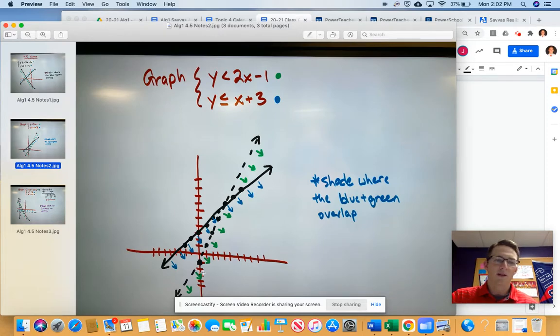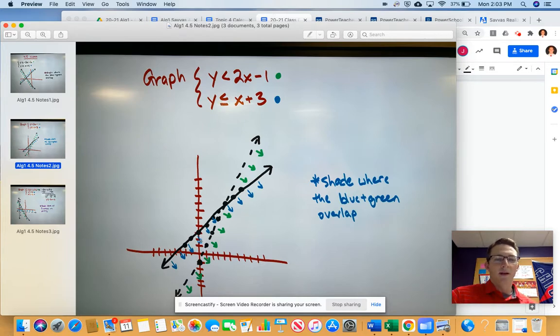And then it's less than, so our arrows are pointing below, right? And then for our second line, we have y is less than or equal to x plus 3. Our y-intercept is 3, and our slope is 1, so up 1 over 1, or down 1, left 1, whatever way you think about it. And our blue arrows are less than, so they're also going down, and our line was solid because it's less than or equal to, right? We can be equal to that line.